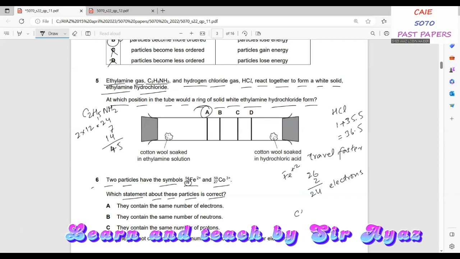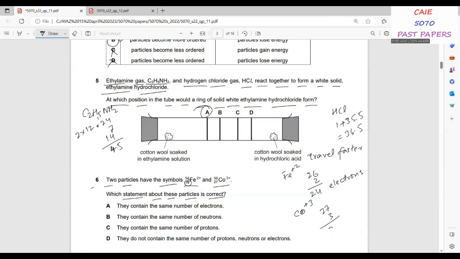What about Co3+? The proton number of Co is given, that is 27. The charge of Co is +3, which means it has lost 3 electrons. So 27 minus 3 will be 24. So both have the same number of electrons. So statement A must be the right one.